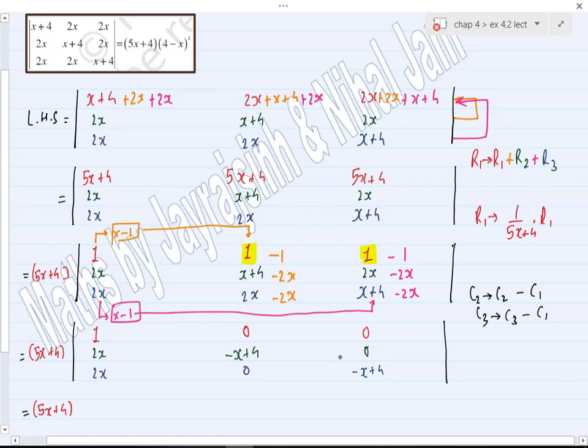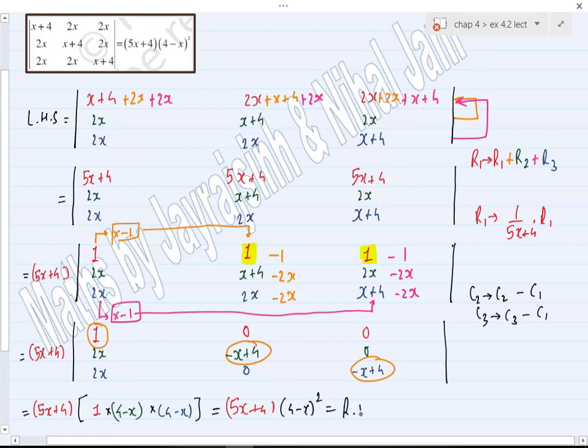So this 5x plus 4 will remain as it is. Here we have a lower triangular determinant, and its value can be found by multiplying its principal diagonal elements. So 1 into 4 minus x into 4 minus x. So here we'll get 5x plus 4 into 4 minus x the whole square, which is the required right hand side. Ta-da!